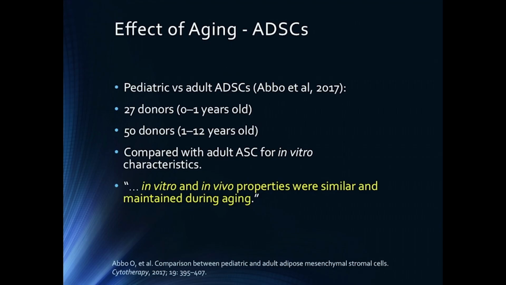So this is a study that was done where they took donors, and how they ended up doing this, I don't know. They had 27 donors less than 1 year old, 50 donors under 12 years old, and they harvested the adipose and looked at the stem cell characteristics. What they found was, both in vitro and in vivo, the properties were similar and maintained during aging. All right, well, great. You're talking about a population that's less than 12 years old. How much aging occurs between 0 and 12? Not much. We'll talk a little bit about that in the next slide.